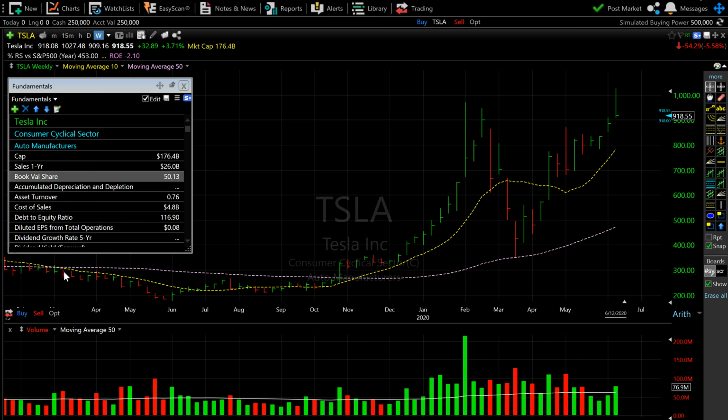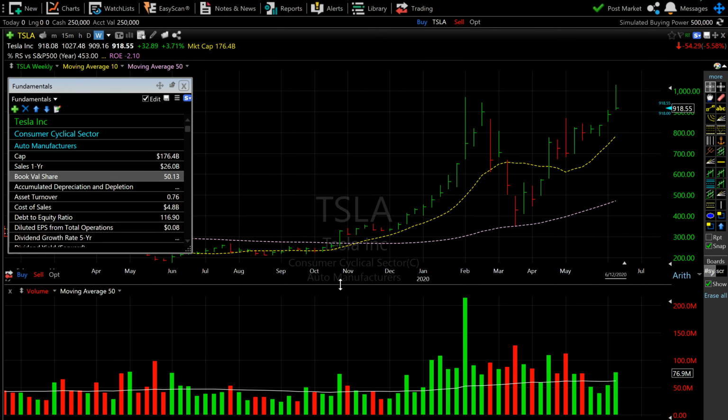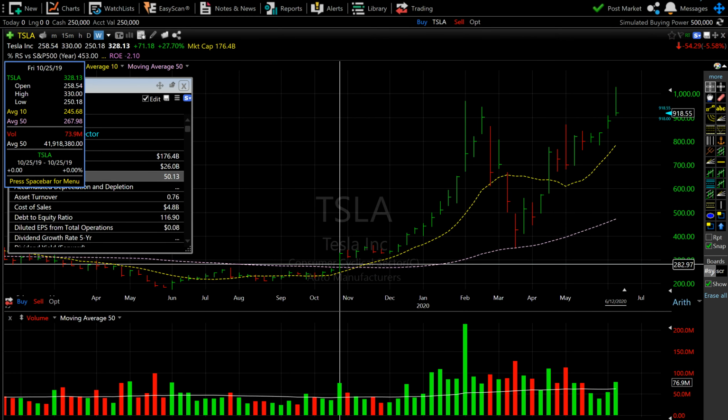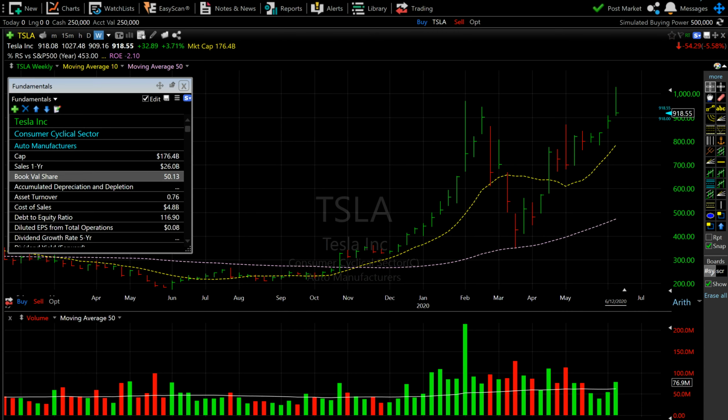So the stock was underwater for a long time until the end of October, when it finally broke out on heavy volume, when they reported a positive quarter after a long time, or for the very first time in their history. So this is their breakout week. You can see it went hugely up on heavier volume.